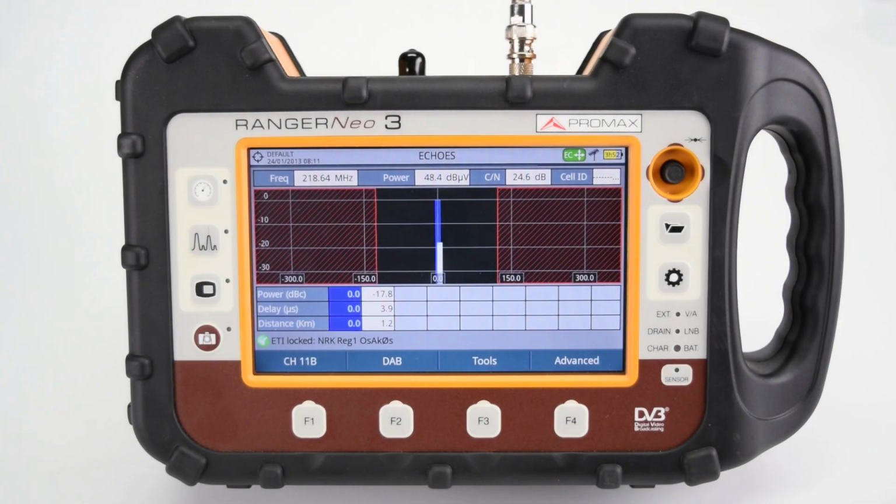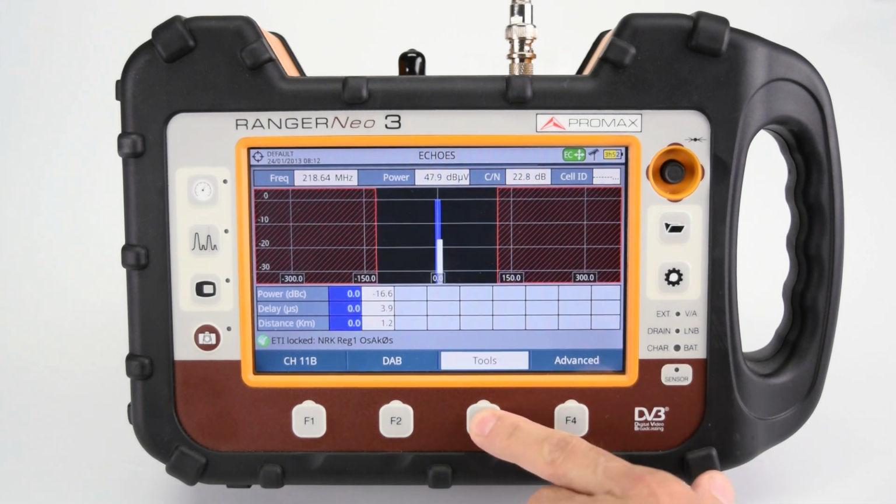Another interesting function we have is the analysis of echoes. Remember that DAB can be operated in single frequency networks. In this case, and again because of the way we have implemented the DAB receiver, we can show echoes in but also out of the guard interval.